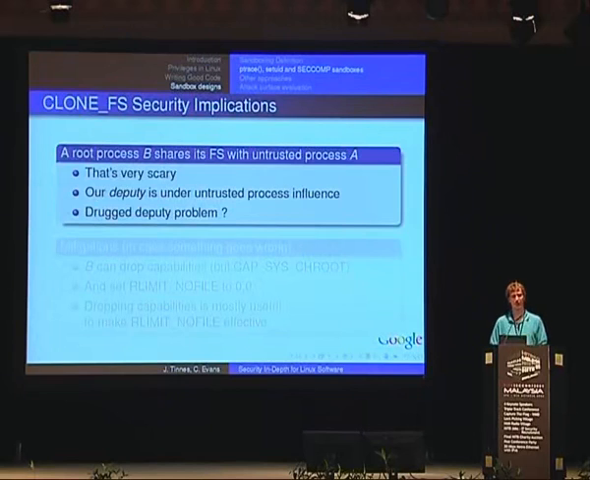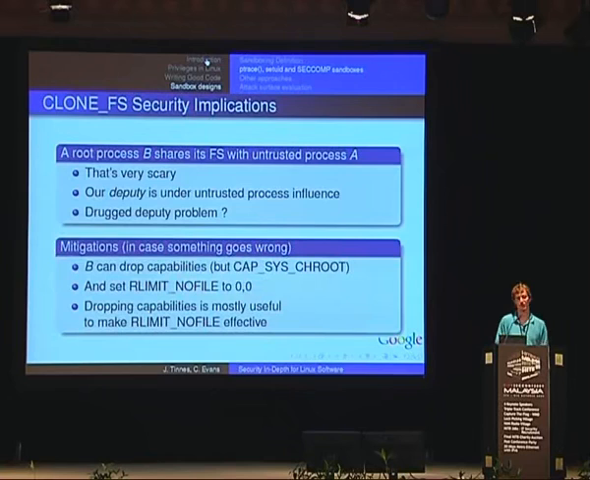So it has some security implications, because we have a root process B which shares its file system structure with an untrusted process A. So that's very scary. And it's kind of like the confused deputy problem I've mentioned before, except it's way worse. It's like a drugged deputy problem, because right now we know that our trusted root process B is under bad influence. So we have mitigations around that in case something goes wrong. Normally that should be okay, but we never know. It's kind of a scary situation.